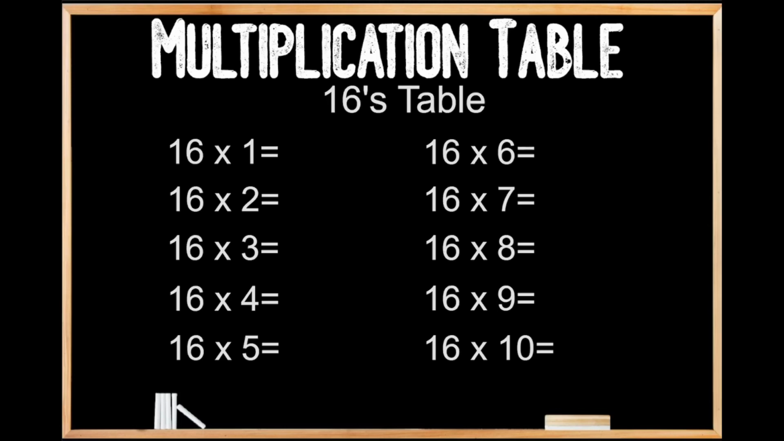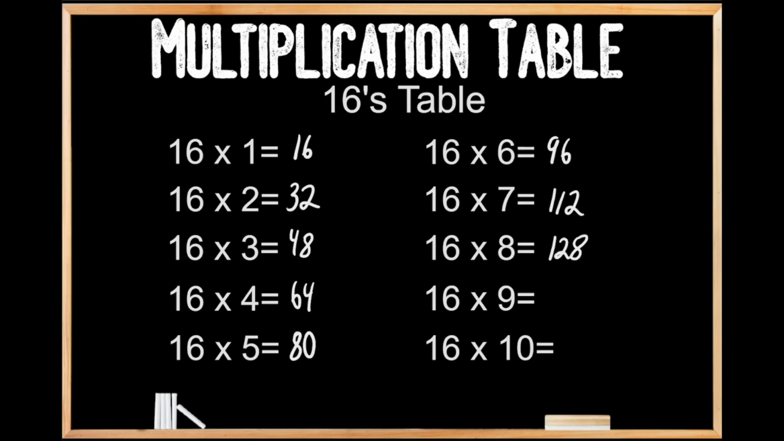16's table. 16 times 1 is 16. 16 times 2 is 32. 16 times 3 is 48. 16 times 4 is 64. 16 times 5 is 80. 16 times 6 is 96. 16 times 7 is 112. 16 times 8 is 128. 16 times 9 is 144. And 16 times 10 is 160.